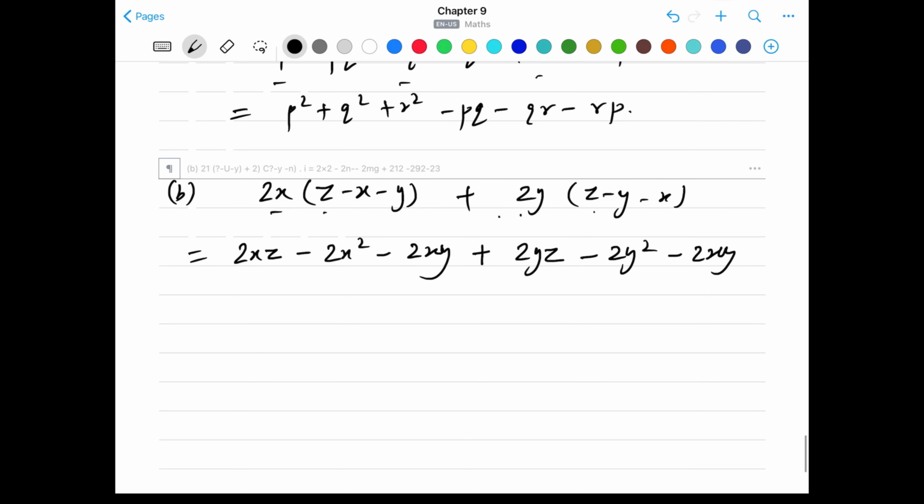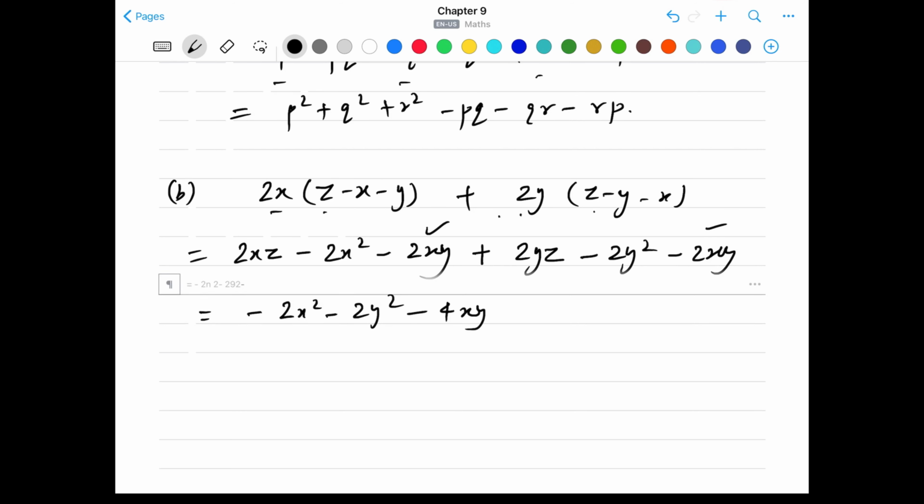Okay, so let's see if we have the same variable terms. As you can see, we have the same variable 2xy here and 2xy there, both with a minus sign, so they will be added with the minus sign. Let's rearrange the terms. First we write minus 2x square, then minus 2y square. Then minus 2xy and minus 2xy will give us minus 4xy, then we'll write the remaining two terms, which are plus 2yz and plus 2xz. So that's the answer for part B of question number 5.